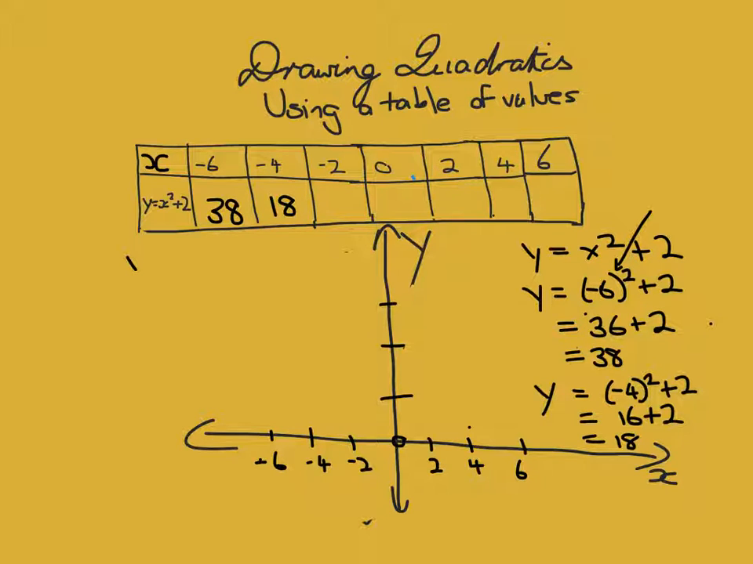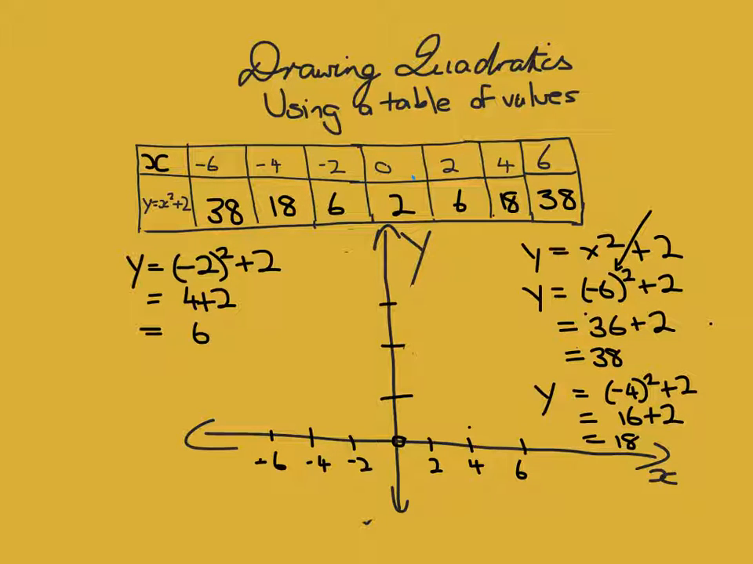Y is going to equal, let's do what y is when the x value is -2. Y is going to equal -2 squared plus 2, which is 4 plus 2, which is just 6. And then if we did that for 0, we'd get 2, and then over this side we get 16, 6, 18, and 38.